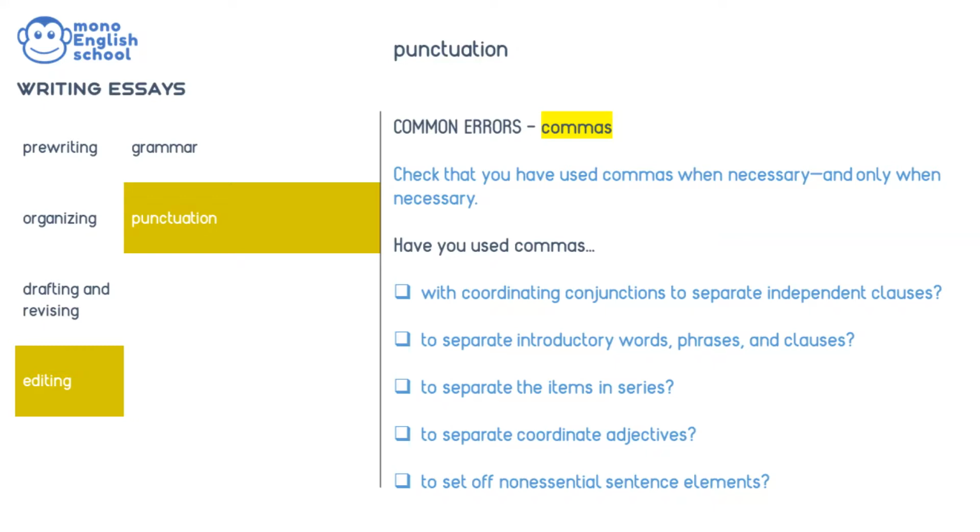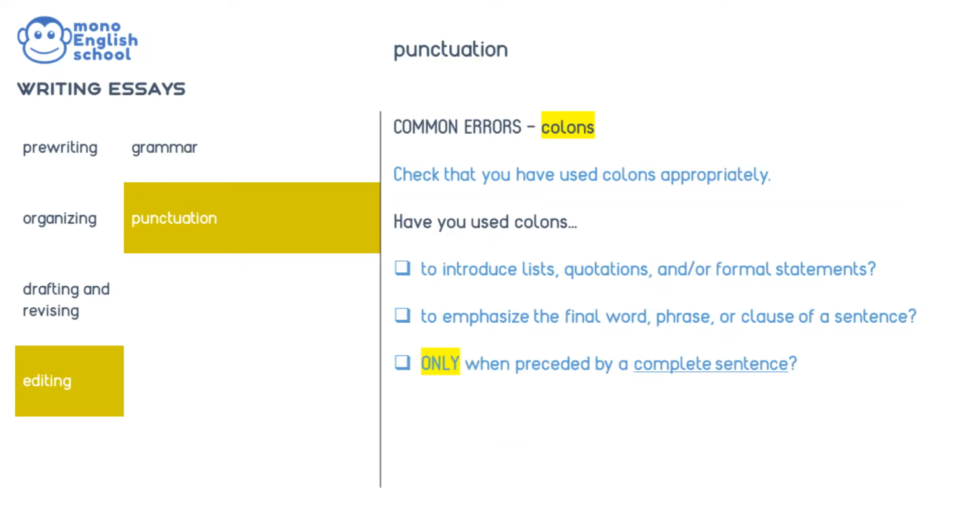A second punctuation mark that is commonly misused is the colon. Check that you have used colons to introduce lists, quotations, and formal statements, to emphasize the final word, phrase, or clause of a sentence, but that you have only used colons when preceded by a complete sentence. For more information, watch our video on colons by clicking the card in the top right corner.